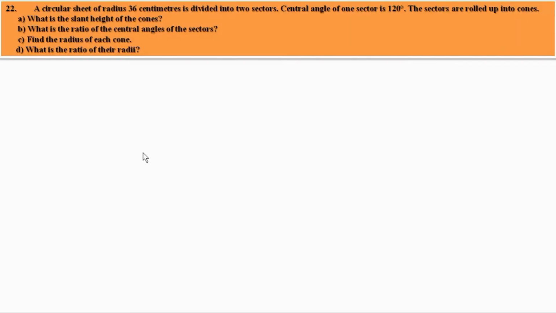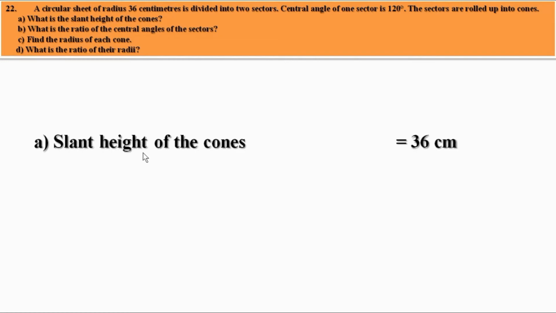Here, given that the radius of the sector is 36 centimeters and we know the slant height of the cone is equal to the radius of the sector. So the slant height of both the cones is 36 centimeters.